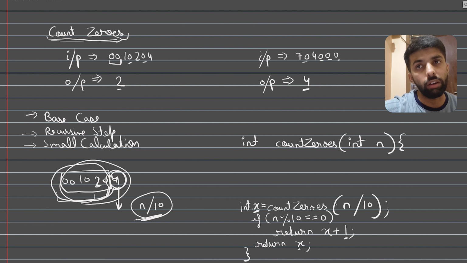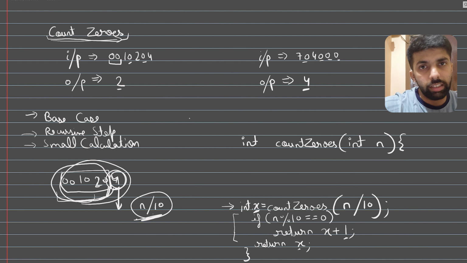So we have x equals count zeros n by 10, n mod 10 equals to 0, and this. So we are done with our recursive step. We are done with our small calculation part. This is done. Now we need to take care of the base case, right? What should be the base case?